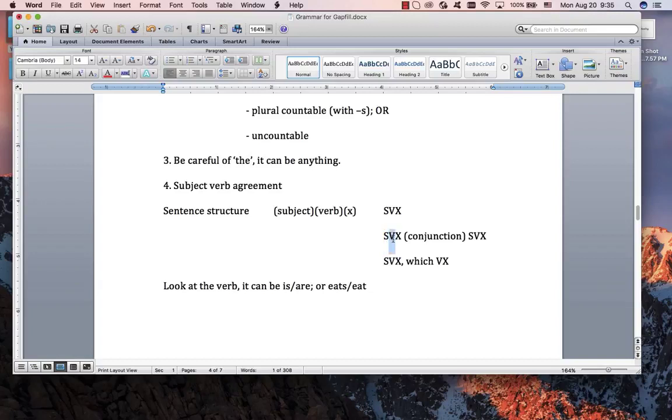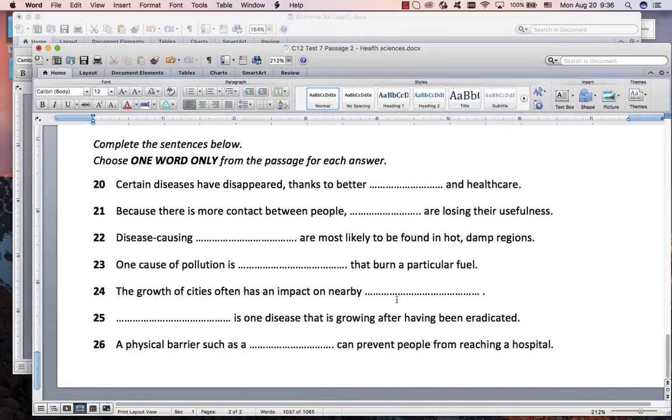Then look at the verb, and the verb will give you information. If the verb is is, or if the verb is eats, something with an S, walks, then you know that the answer that you're looking for is single or uncountable. That often doesn't help you that much, but when the verb is are, or when the verb has no S like eat or walk, then you know the answer that you're looking for in the subject is plural countable. So let's look at some examples of that. This one was a great one for that.